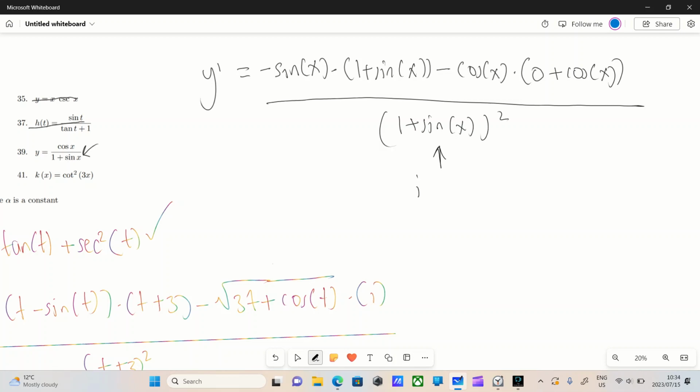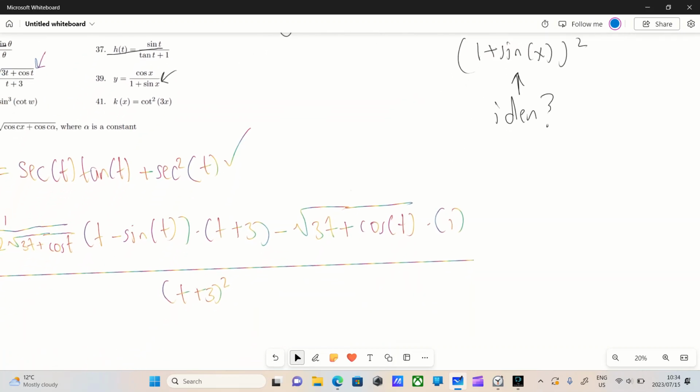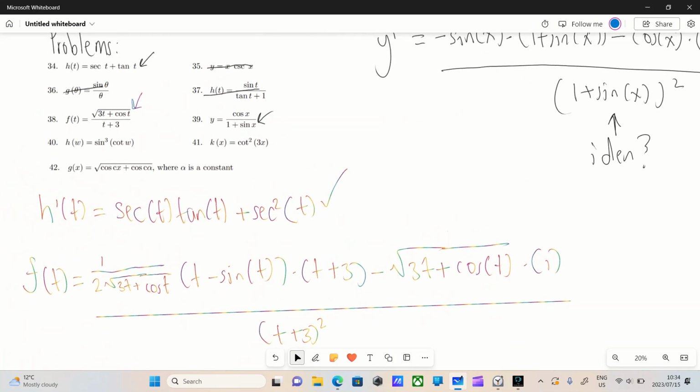I think this is an identity. I can't remember. The top here, when you multiply by 0, it'll become 0, and the second part will become negative cosine squared. The top part would be negative sine x minus cosine squared, but I'm not going to go ahead and multiply everything out. You can do that on your own time.